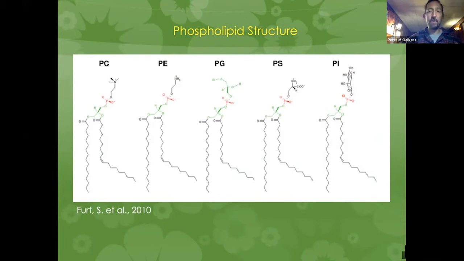So while there's a fairly simple structure, through combinatorial diversity, there can be hundreds of different phospholipid species found in any given membrane. Mammalian systems tend to have over 300 to 400. Simpler systems like yeast have a little over 100.